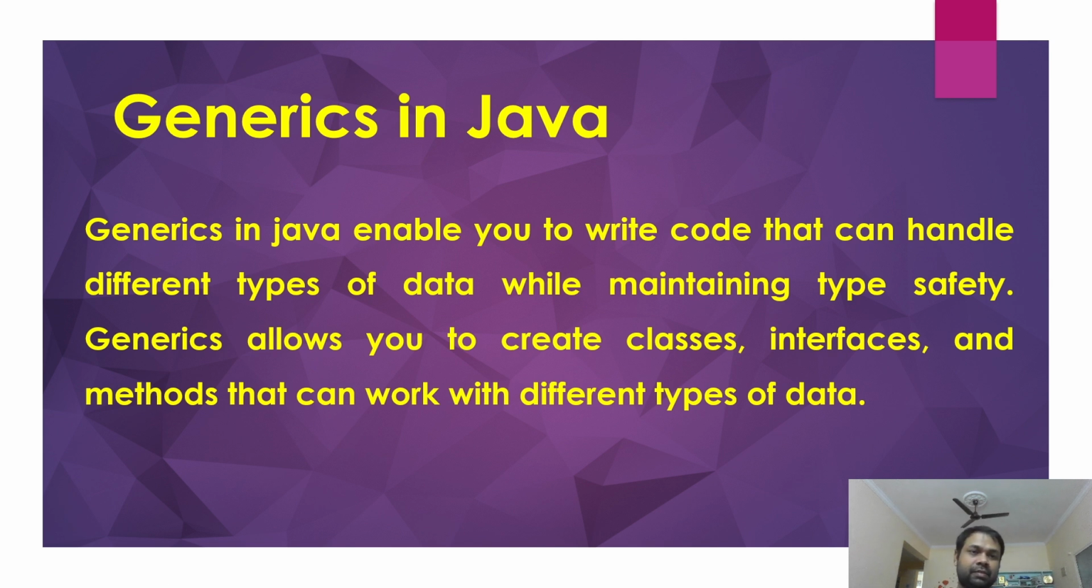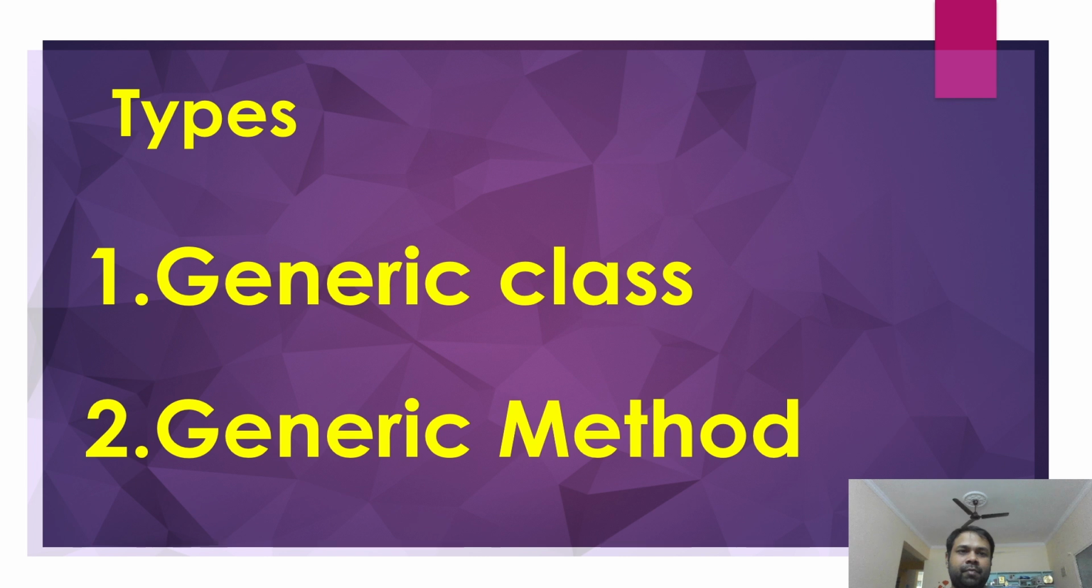For example, ArrayList. While creating an object of ArrayList, we write Integer within angular brackets, which means only that particular data needs to be stored. I'll show you with an example program. But before that, have a look here. There are two types of generics: generic class and generic method. I am covering both in this video.